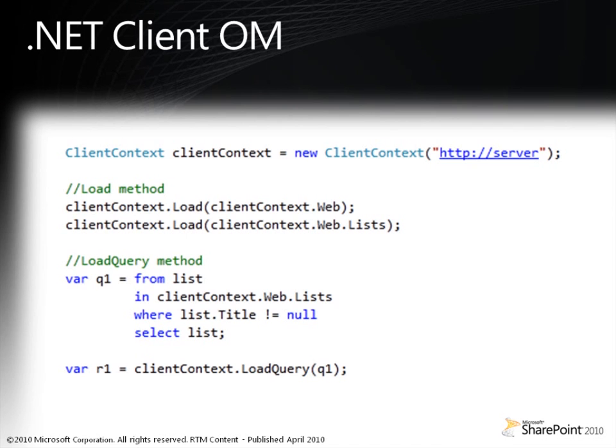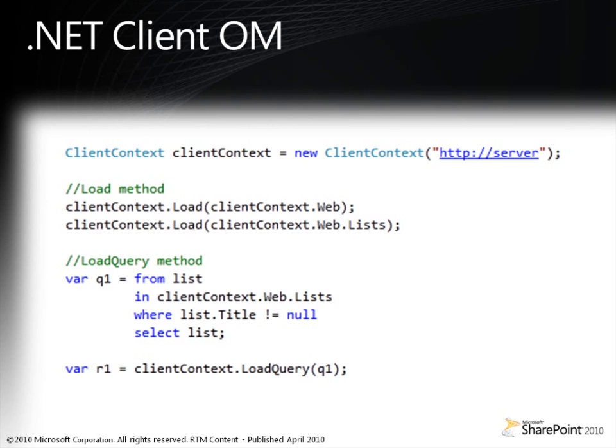This is a relatively simple example to show the .NET Client Object Model code. As we covered in previous slides, we first need to establish the client context. We use the client context object to define which site collection we'll be using. The following step is to define the operations to be executed.